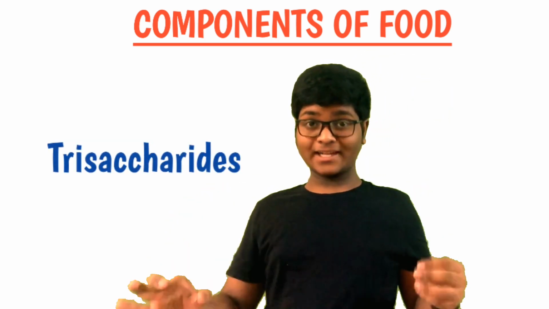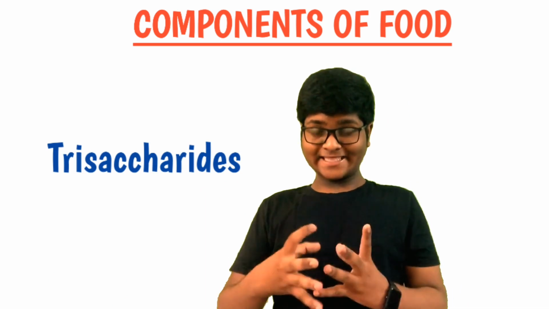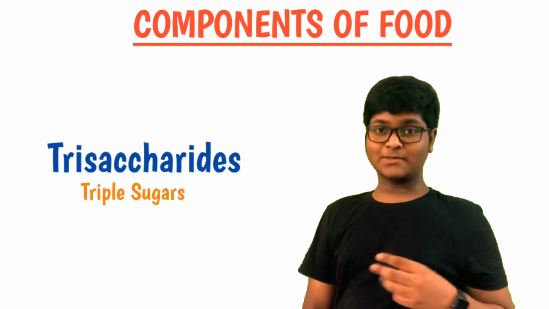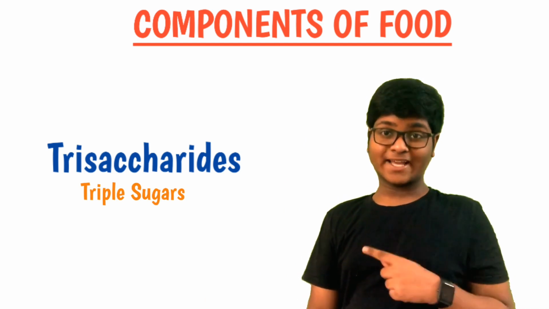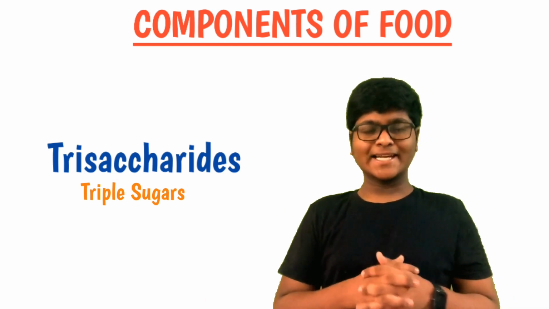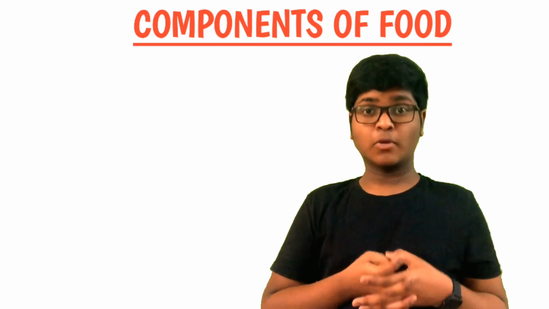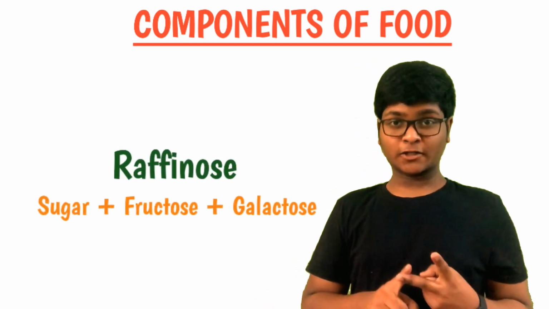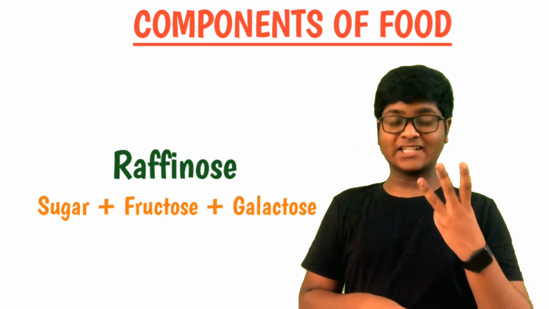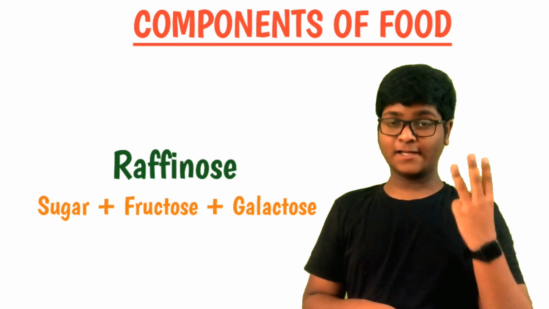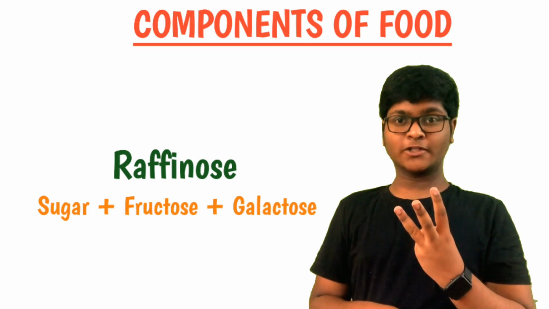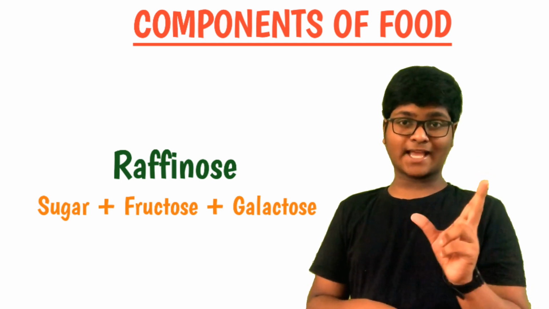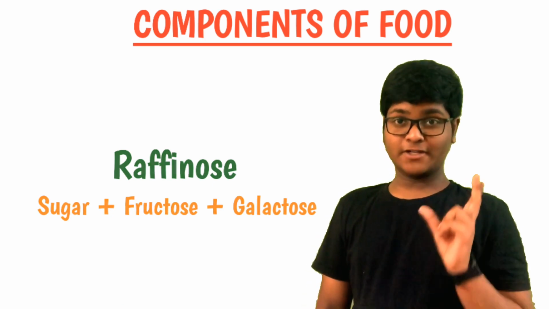Let us learn about the trisaccharides, and when these saccharides are hydrolyzed, they form 3 sugar molecules, hence they are known as trisaccharides. Let us take the example of raffinose. Raffinose is formed of glucose, fructose and galactose. These are the three sugar molecules, and with these three sugar molecules we have got a new trisaccharide molecule, that is raffinose.